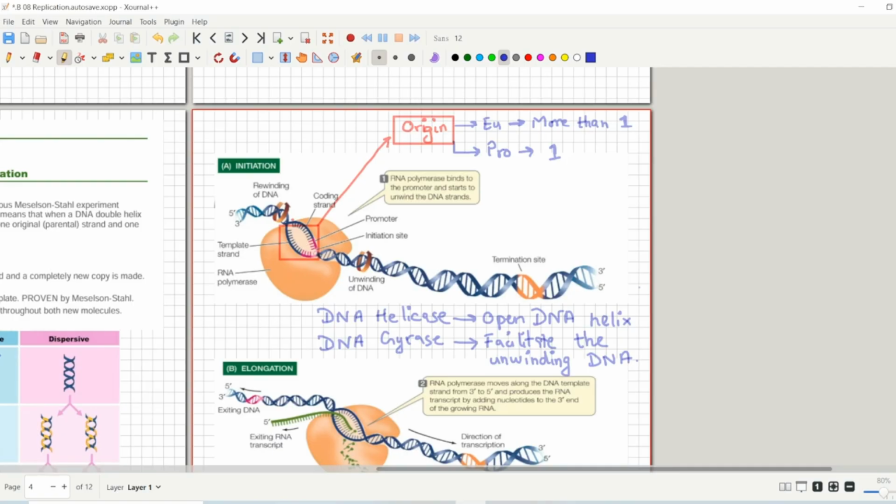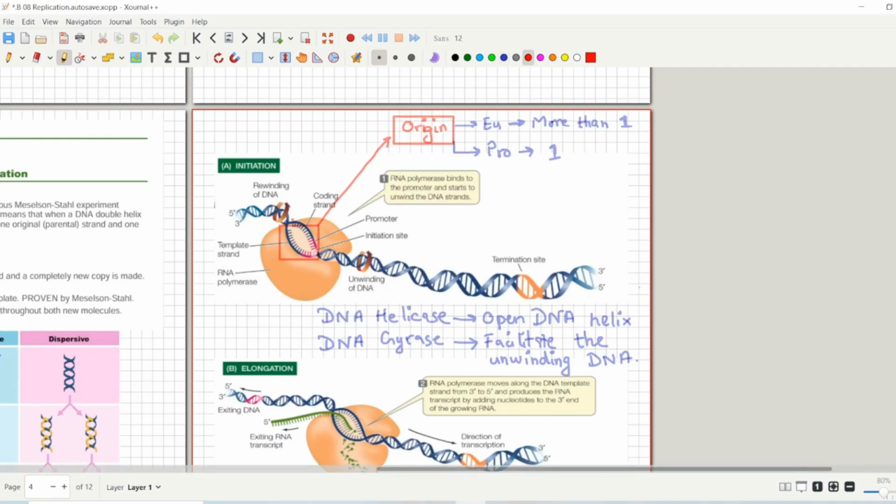And it will form a replication bubble. So now you can see that there is a replication bubble right in front of you, but the replication bubble can also close again. You can ask, what if the bubble closes again? To prevent the bubble from closing again, we have an enzyme that is called single-strand binding protein.